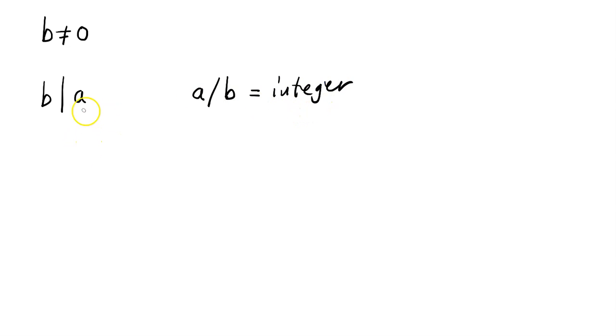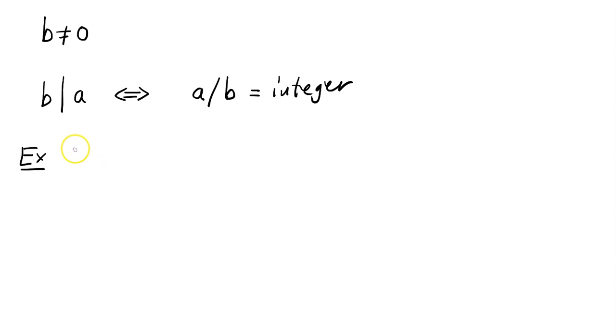Let's assume for the moment that b is not equal to 0. Then if b divides a, that's the same thing as a divided by b being equal to an integer. So b divides a means the same thing as a divided by b is an integer. That is, there is no remainder here. So these are equivalent. Let's take an example.